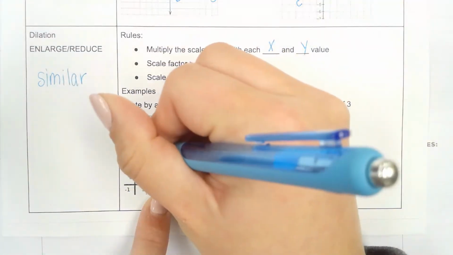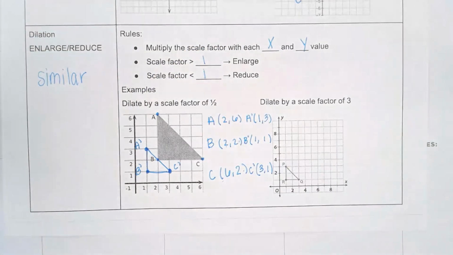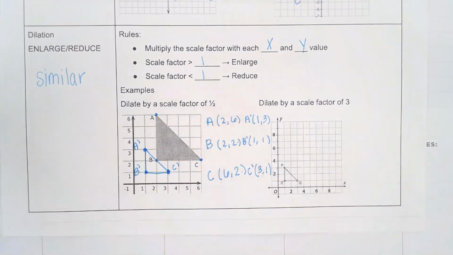So you should still get the same shape. Okay, so notice how I still got the same triangle. It was just reduced, so they were just different sizes, hence why they are similar.